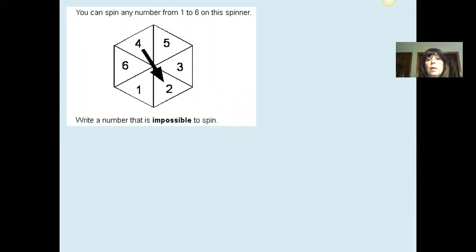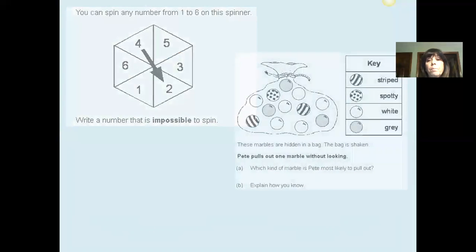For the example of the spinner, if I look at this spin, every one of those divisions has an equally likely chance. I have the numbers from 1 to 6. So the chance of getting a 1 would be 1 out of 6. The chance of getting a 2 would be 1 out of 6. The chance of getting a 3 would be 1 out of 6. A number that would be impossible to spin would be an 8 or a 0 or a 10.